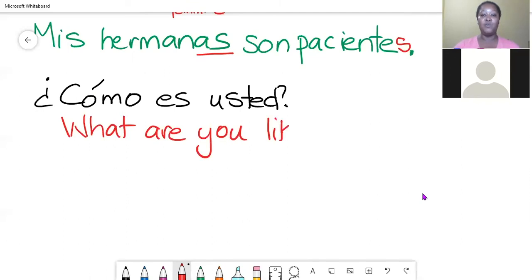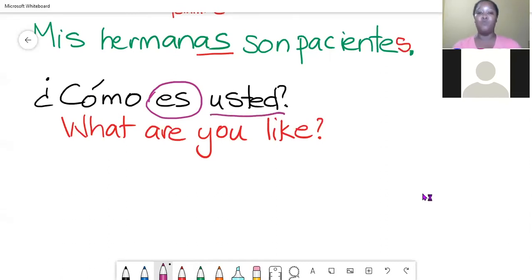Now, there is no me or su or tu that you're going to be able to use because it's just not in the question. What you want to look at instead is your verb. And here is your verb, es. Now, this is coming from the verb ser. Como es, and this is your pronoun, usted. So this is asking, what are you like?